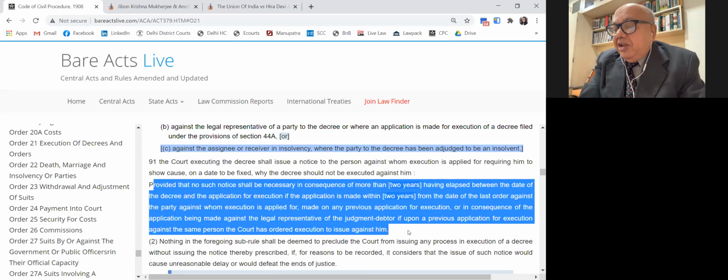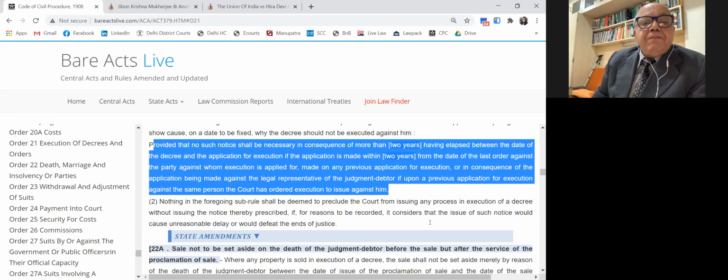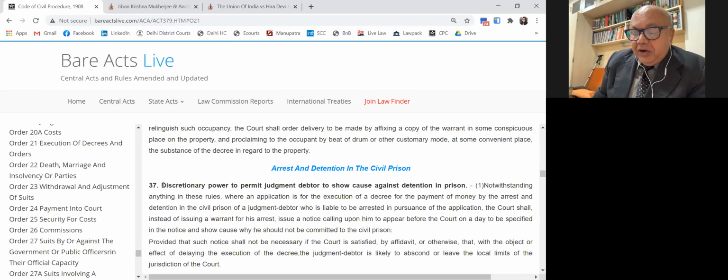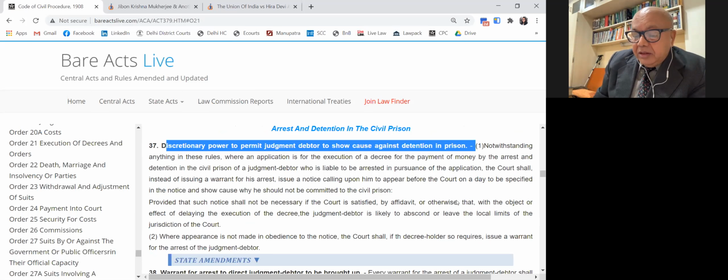Now, once the application under Order 21 Rule 22 is allowed, then you have to follow the provisions of Order 21 Rule 37. Now, please come to Order 21 Rule 37. One of the modes of execution you sought is arrest and detention of the judgment debtor in civil prison.